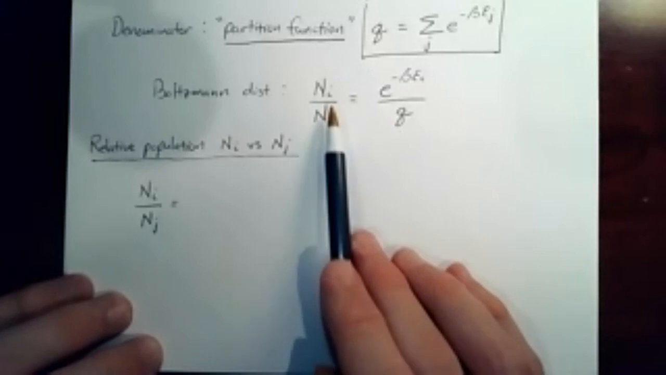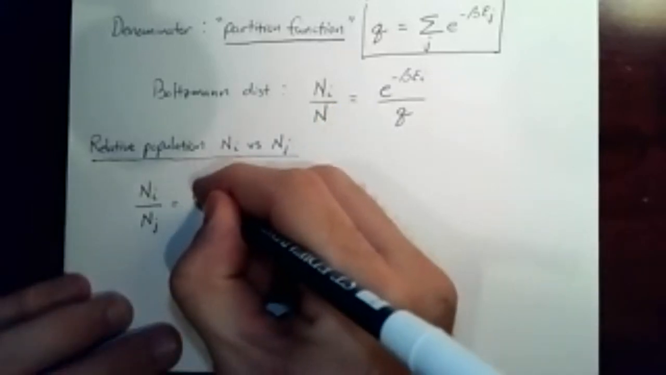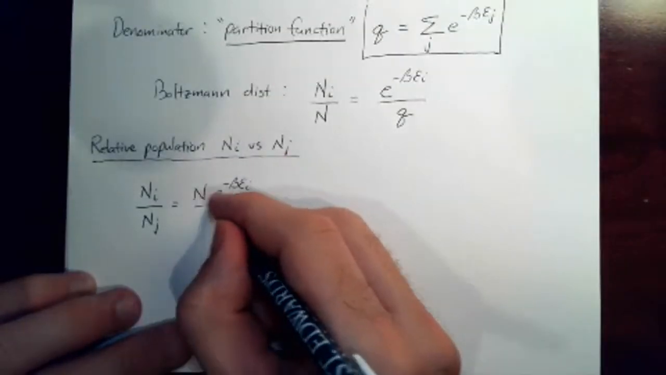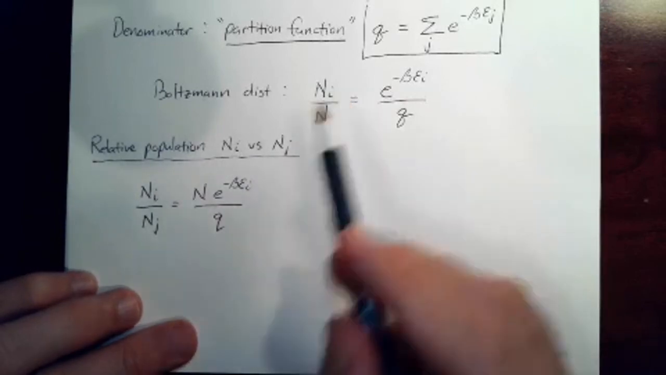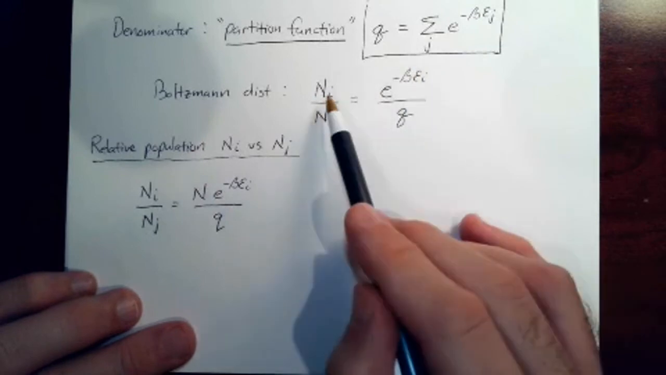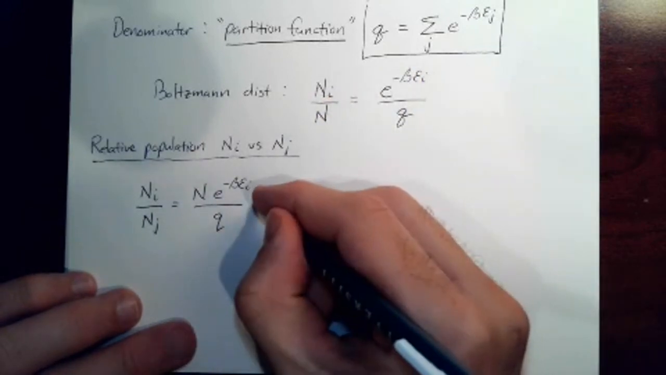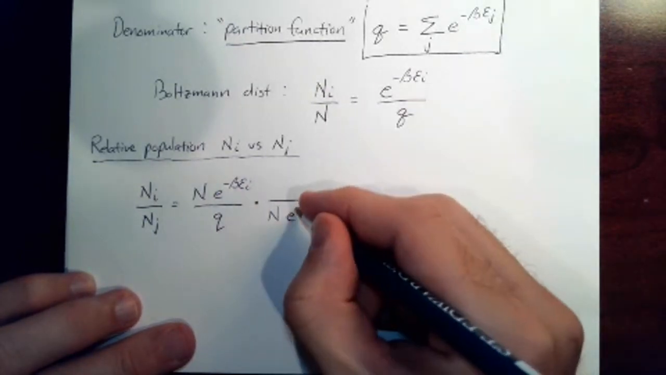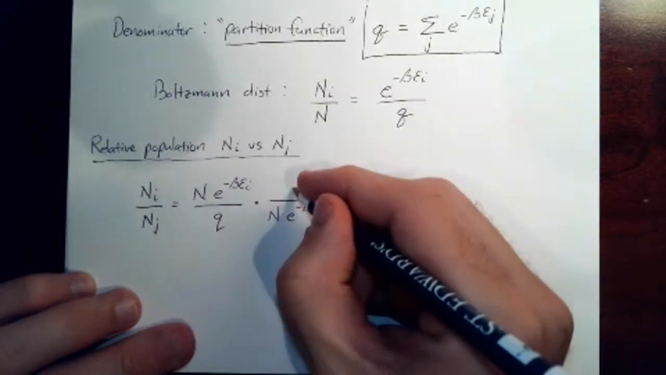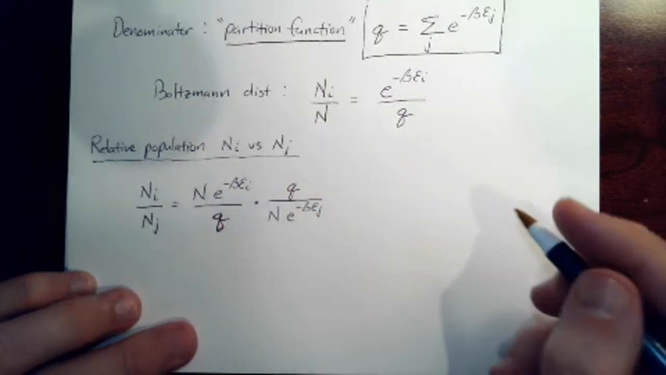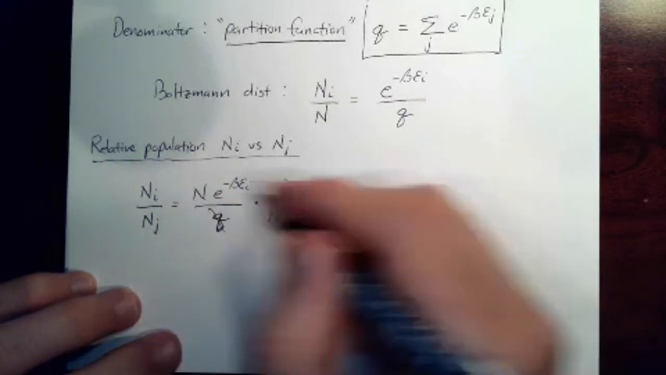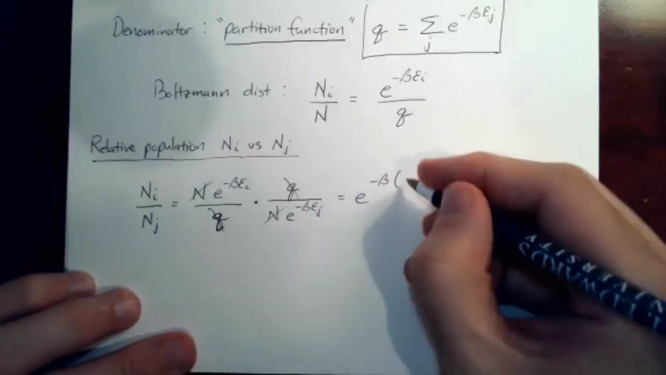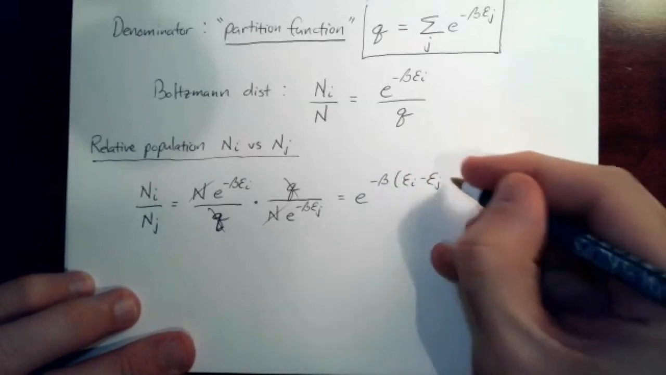So N_i is equal to N times this. So on the numerator here, I have N times this over Q. And I'm dividing by N_j. Well, N_j is this equation with i replaced with j. Okay, so I'm dividing by, so I'm going to take the reciprocal of this. So it's N times e to the minus beta epsilon_j with the Q on top, the script Q. And the Q's cancel, and so do the N's. So I end up with e to the minus beta (epsilon_i minus epsilon_j).